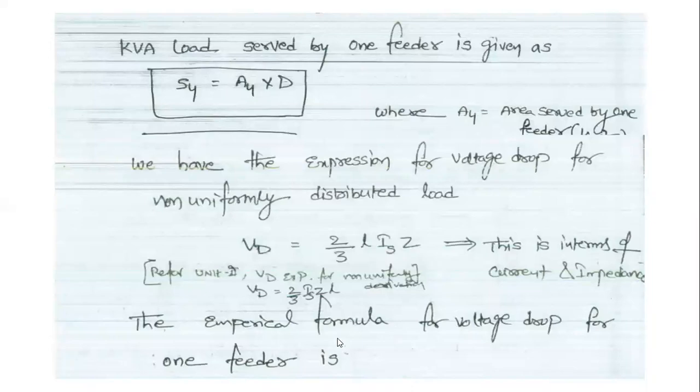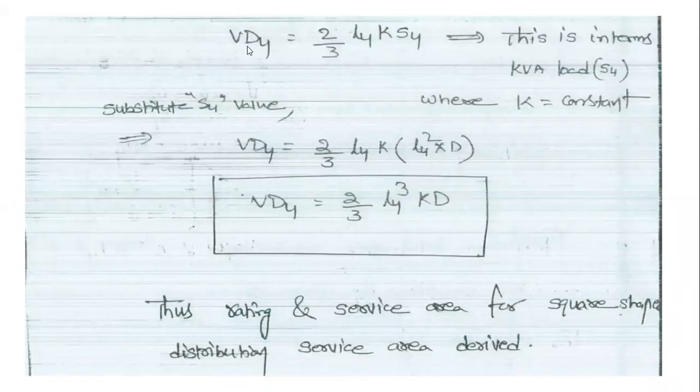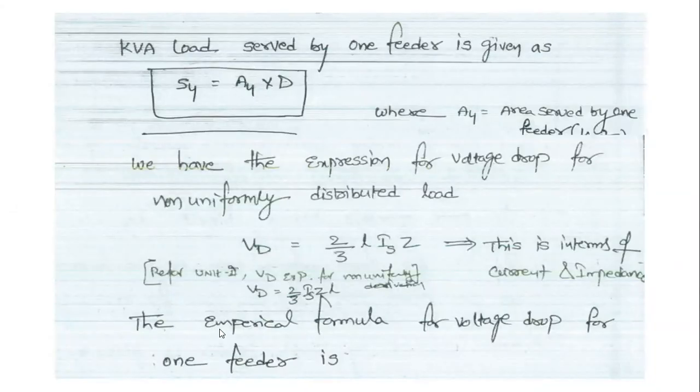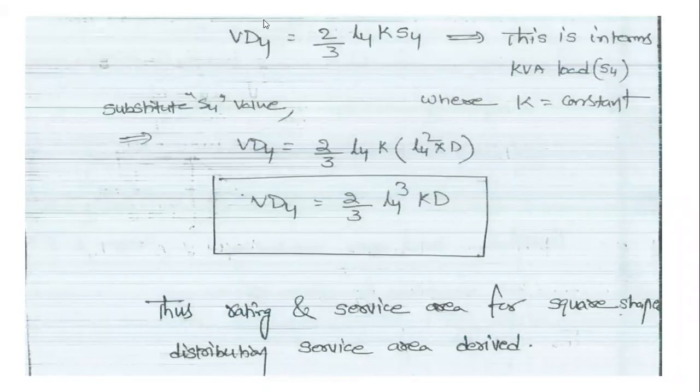The expression for the voltage drop for one feeder is VD4 is equal to 2 by 3 L4 K S4. This is the constant formula for the voltage drop for the 4 feeders in terms of the kVA of the load, where K is the constant. Instead of I into Z, we consider the power, which is S4. So VD4 is equal to 2 by 3 L4 K into S4, where K is the constant and S4 is the power or the load in terms of kVA.